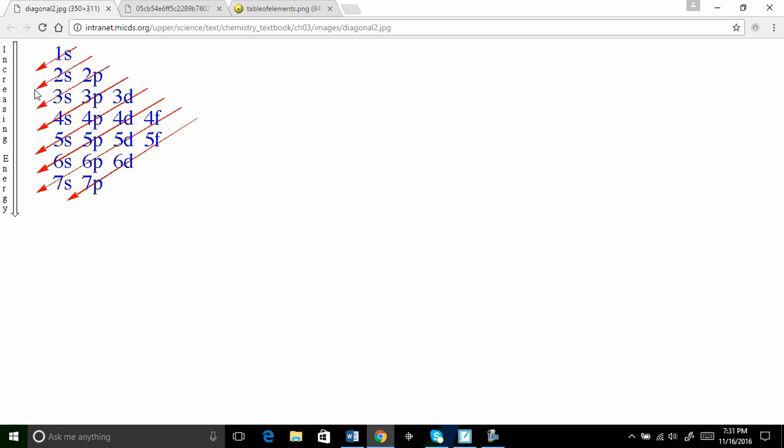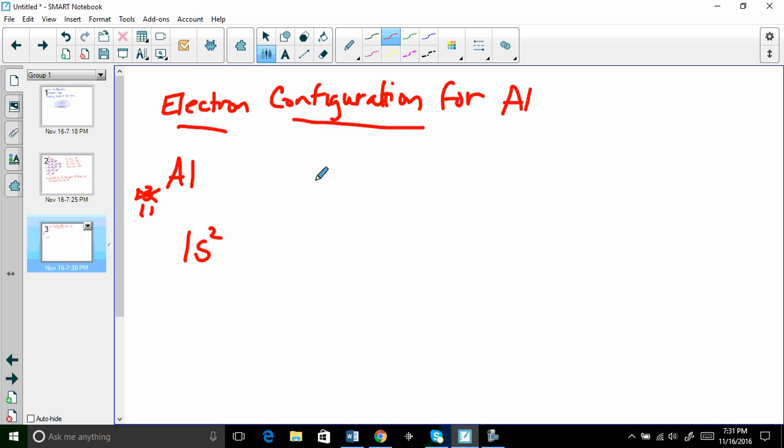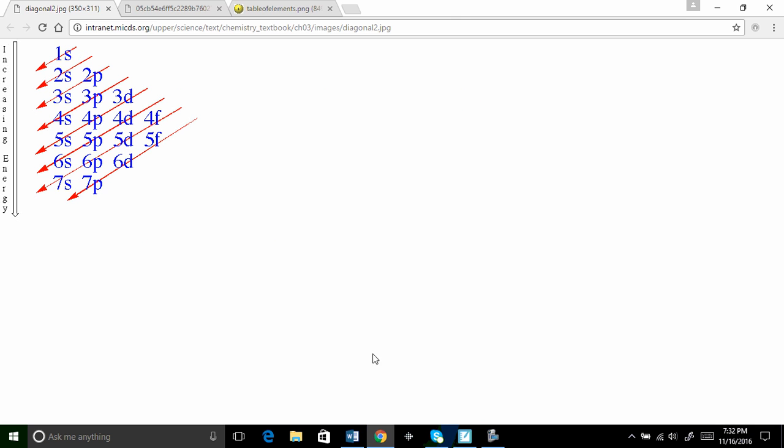Then what fills? 2s. Okay, the next orbital that fills is 2s. S orbitals can hold a maximum of 2. 11 is bigger than 2, so 2 go in. 11 minus 2 is 9. Aluminum has 13 electrons. We know the address of 4 of them. Now we need to place the next 9. Then you go back here. What fills after 2s? 2p.